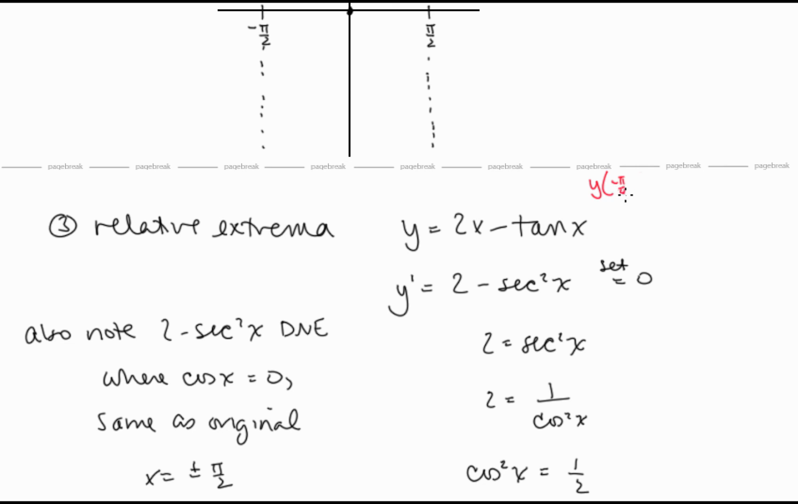y of negative pi over 4 is equal to 2 times negative pi over 4 minus tan of negative pi over 4. Tan of negative pi over 4 is negative 1, so this is negative pi over 2 plus 1. Now to plot that, we might want to have an approximation. Remember that pi is about 3.14, so let's approximate that as about 3. So we have negative 3 halves plus 1, so that's approximately negative 1/2. But when I write down my coordinates, I'm going to write the exact y value, negative pi over 2 plus 1.